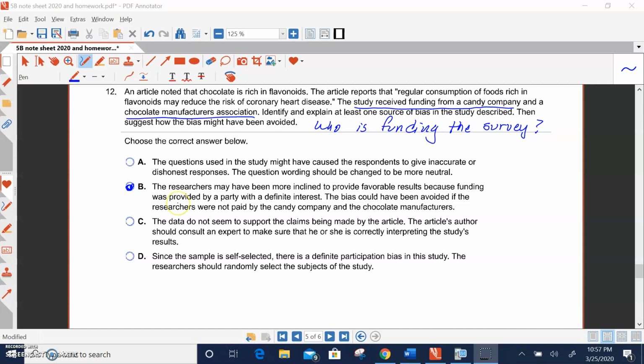So the answer would be B. Researchers may have been more inclined to provide favorable results because funding was provided by a party with a definite interest.